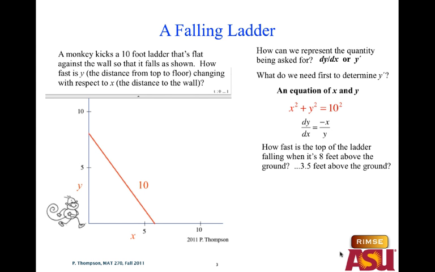Okay? How fast is the top of the ladder falling when it's 8 feet above the ground and 3.5 feet above the ground? And I should say, with respect to x. How fast is the top of the ladder falling with respect to x when it's 8 feet above the ground and 3.5 feet above the ground? Go. Those are two different questions.